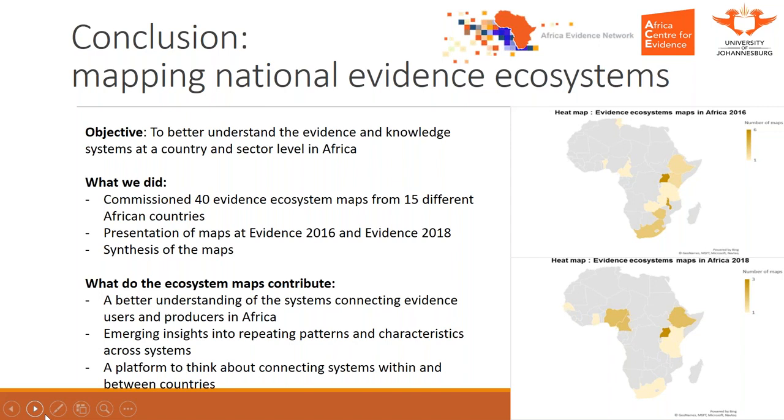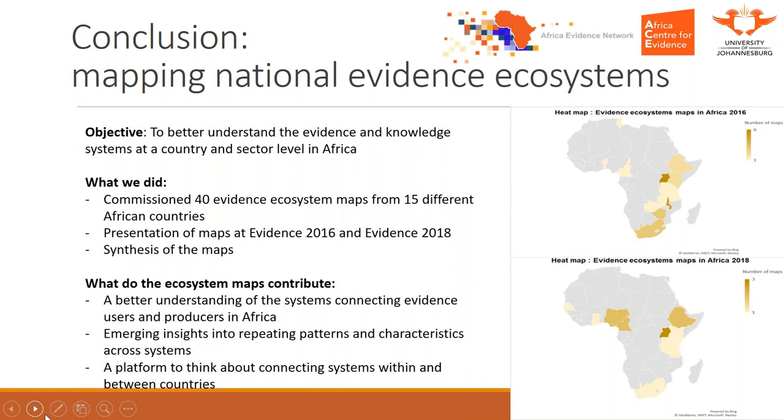And with regards to what ecosystem maps can contribute: a better understanding of the systems connecting evidence users and producers. We found that a lot of the times there are little silos built in with regards to where users reside and where producers reside. And the methodology of landscape mapping does help with that little engagement, as well as emerging insights into repeating patterns and characteristics across systems. So it's nice to know if certain challenges are in certain countries and how we can learn from those challenges to apply in our own different contexts.